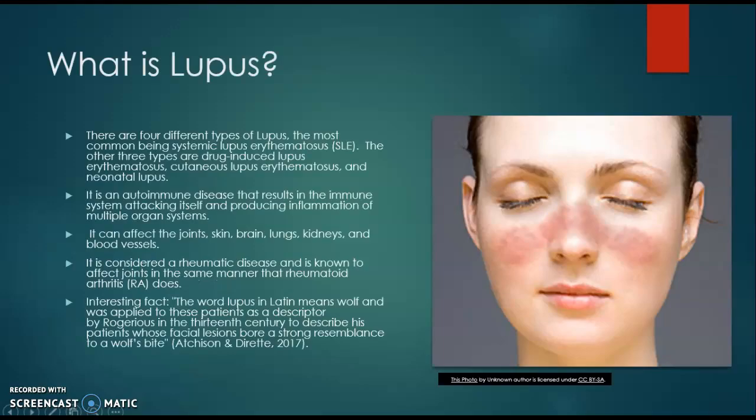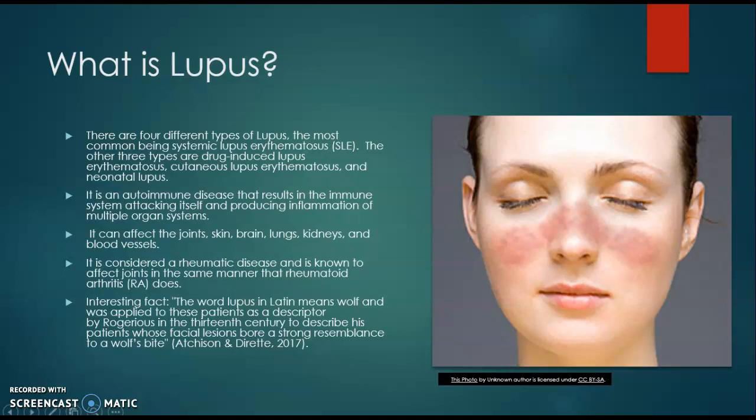There are 4 different types of lupus. The most common is systemic lupus erythematosus, commonly abbreviated as SLE. There are 3 other types of lupus as well, and these are drug-induced lupus, cutaneous lupus, and neonatal lupus.